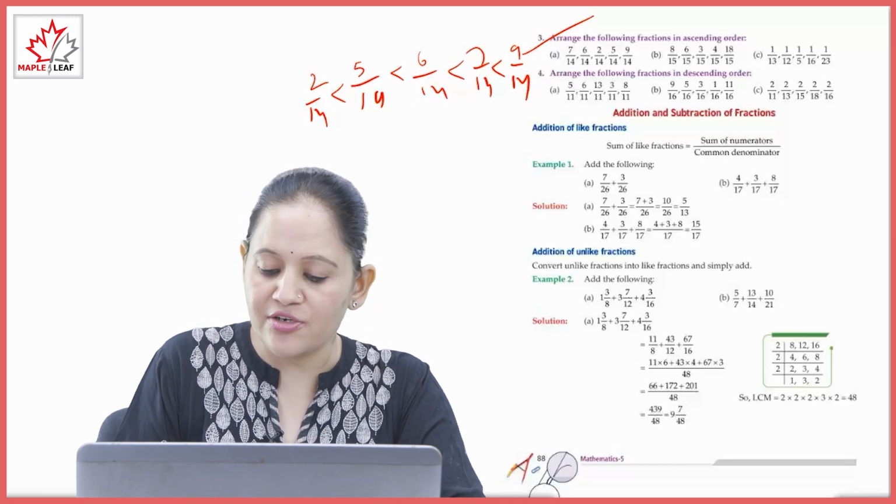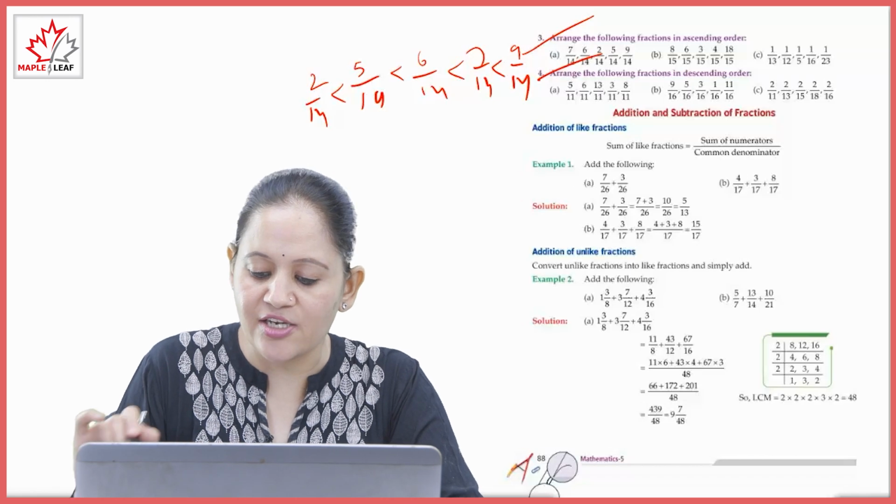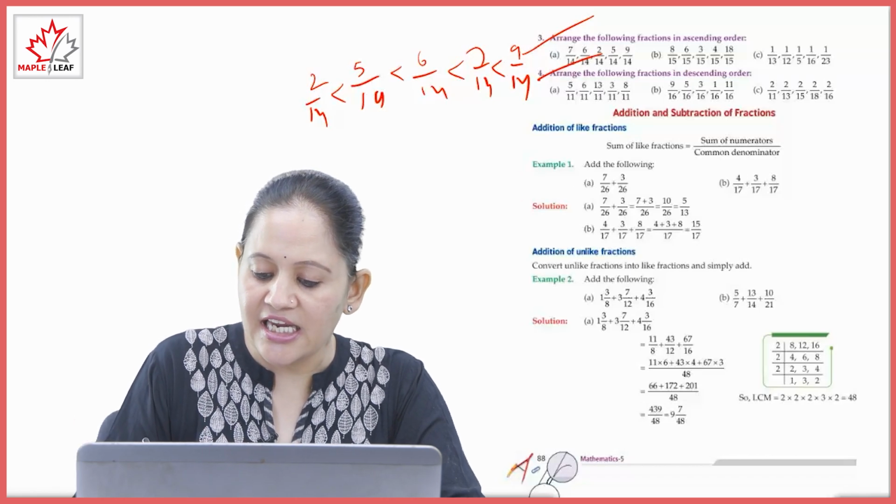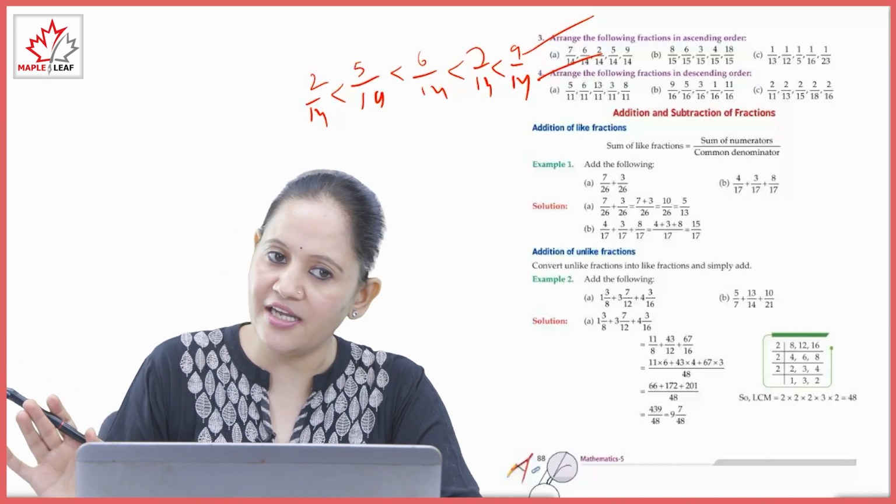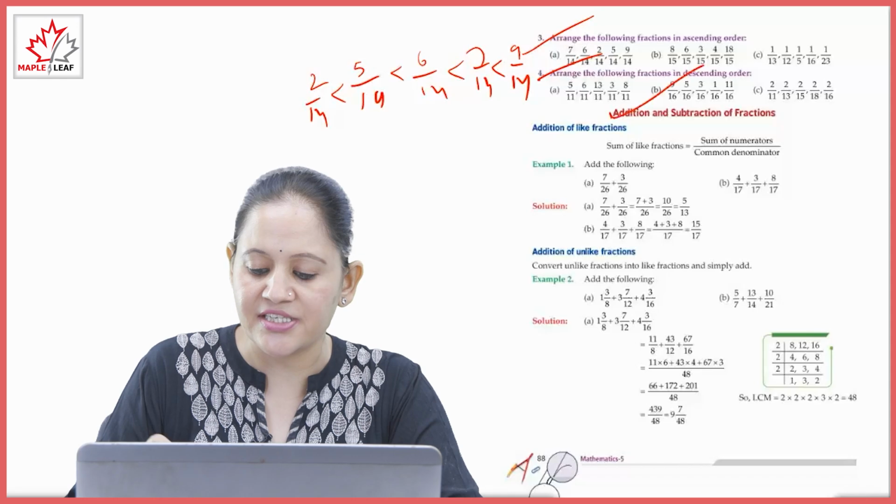Next, arrange the following into descending order. Descending means decreasing order. Start from the greatest, 13 by 11, then 8 by 11, then 6 by 11, then 5 by 11 and then 3 by 11. Clear? Next, addition and subtraction of the fraction.